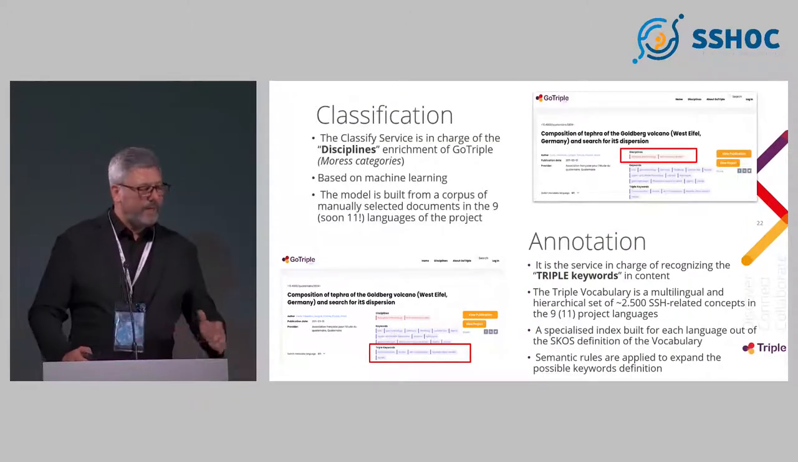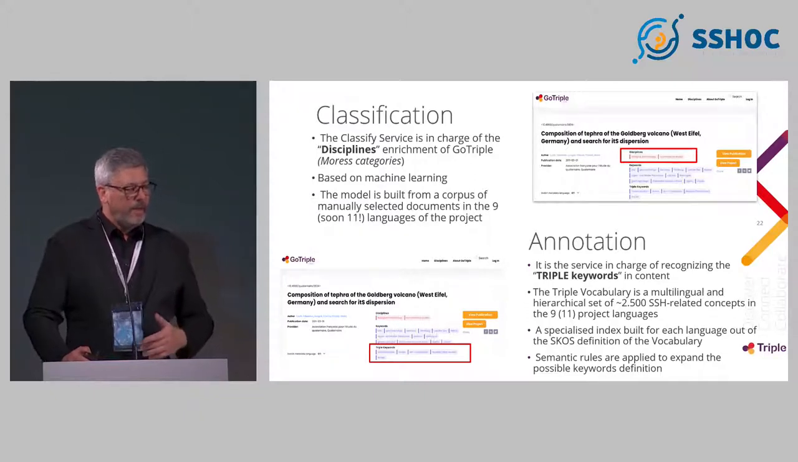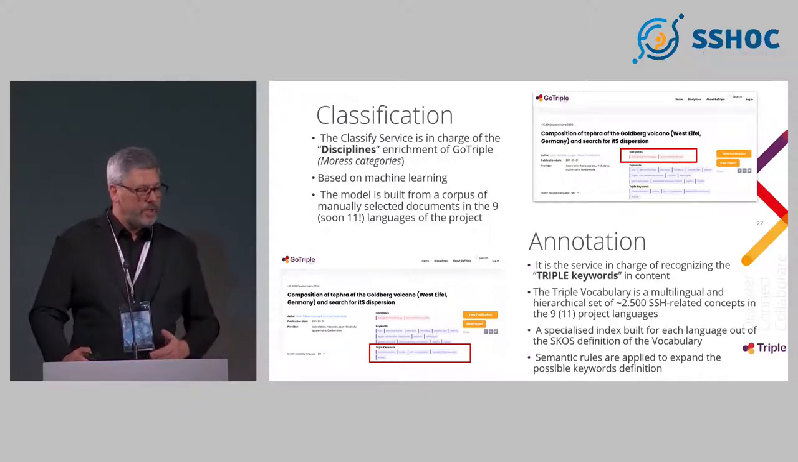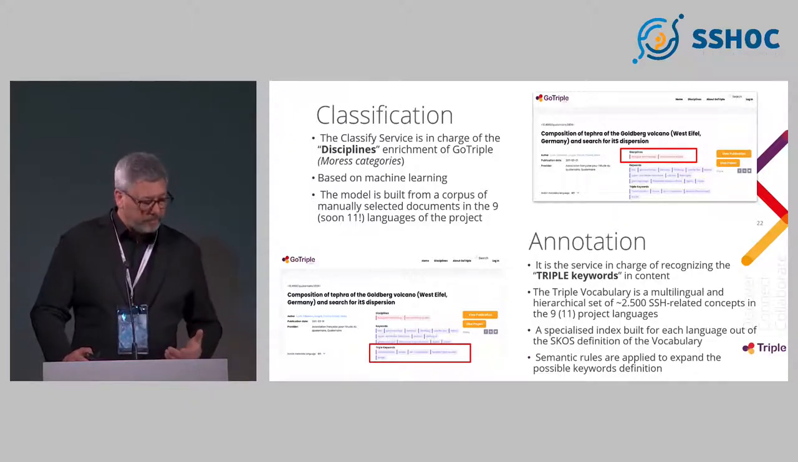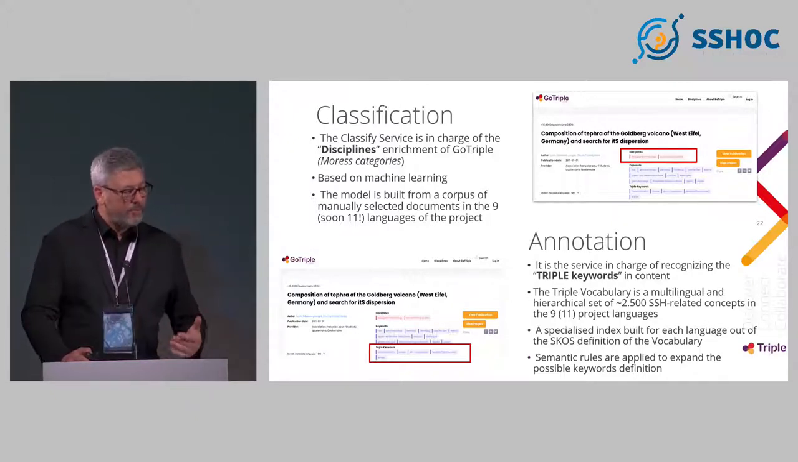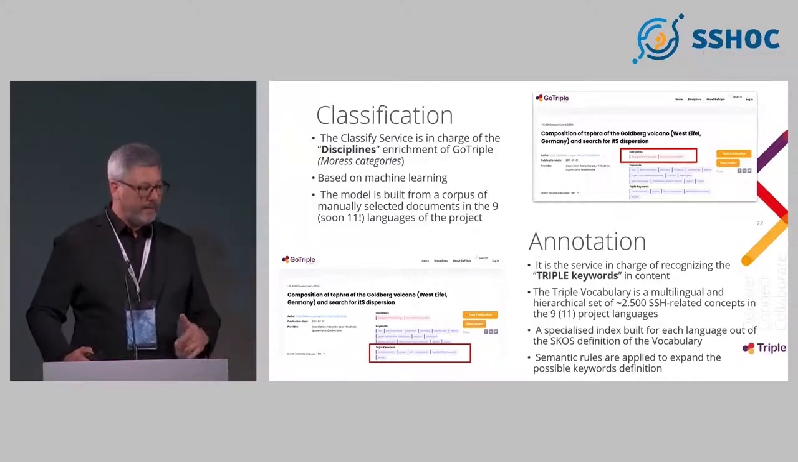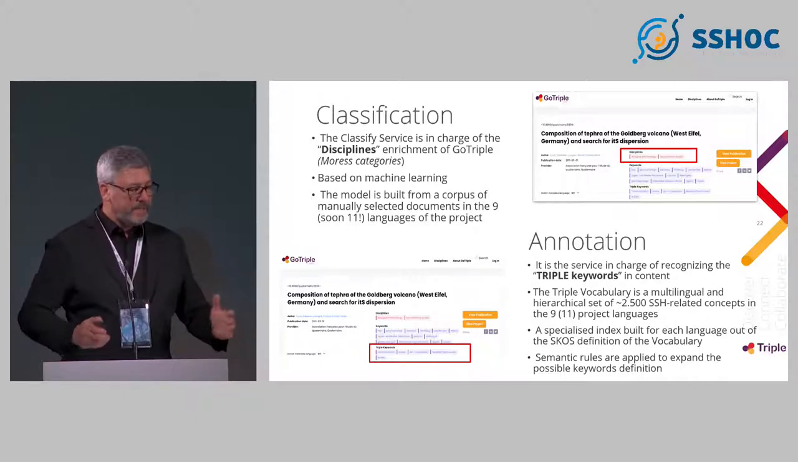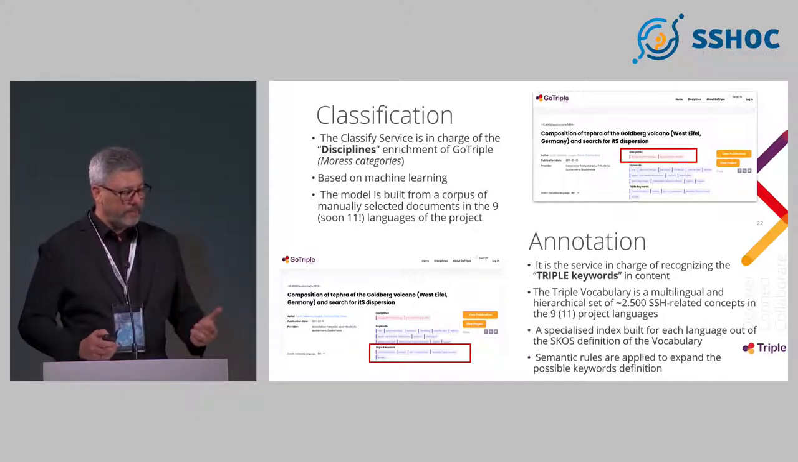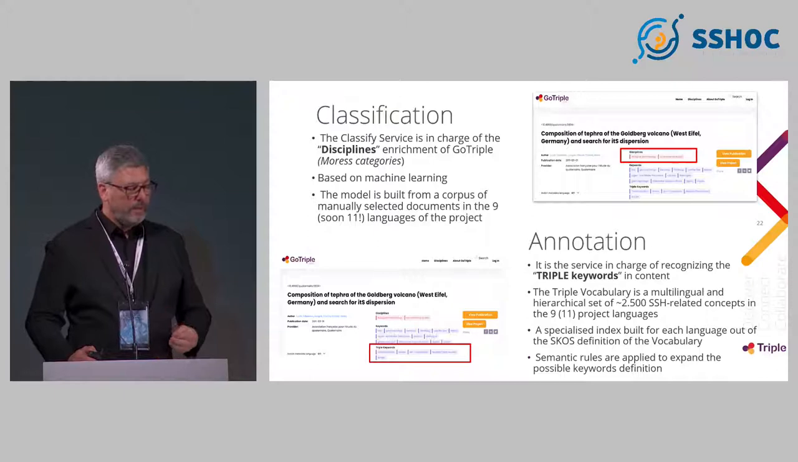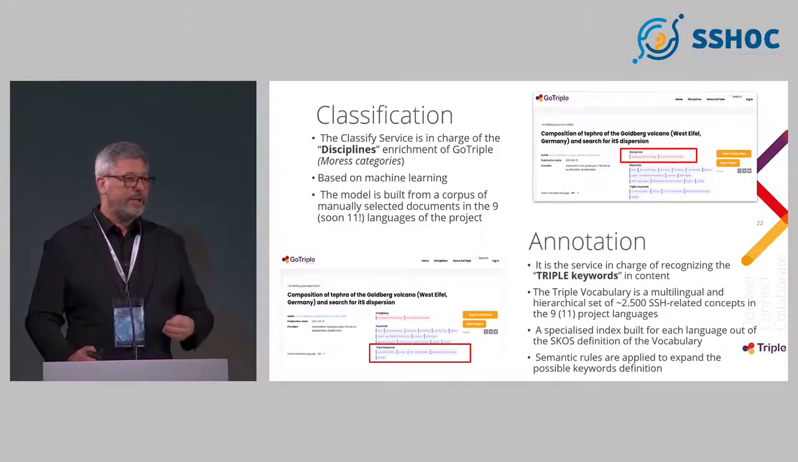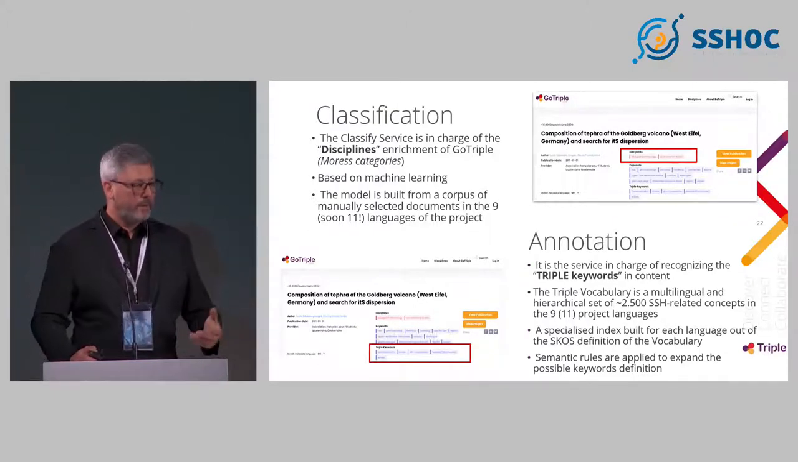So one of them is the classification. The classification service is in charge of the discipline enrichment based on the 27 MORES categories. So far it is available in 9 different languages, soon to be 11. And beside the classification, we have the annotation, which enriches the metadata initially recorded by the author of the paper.